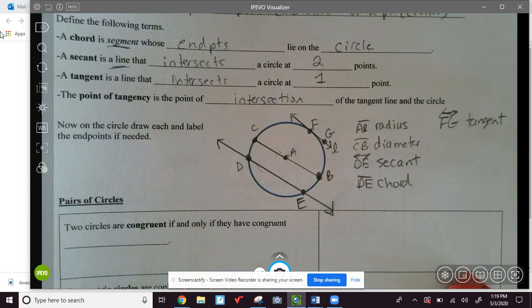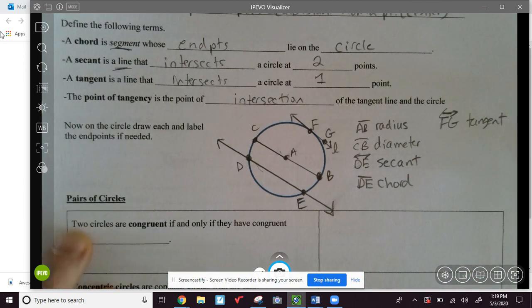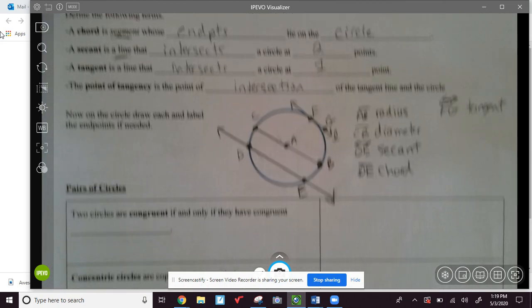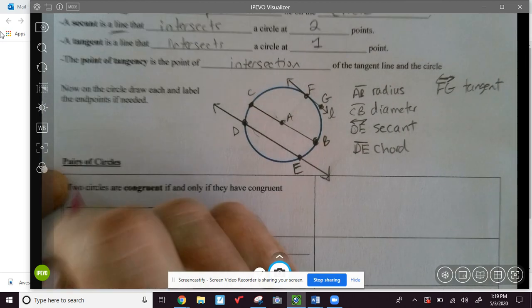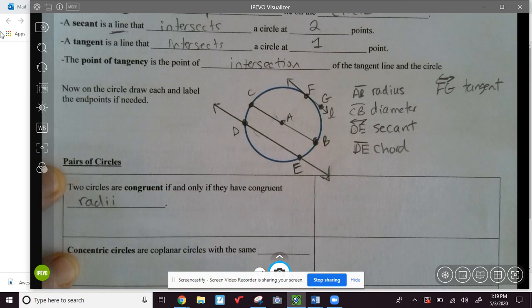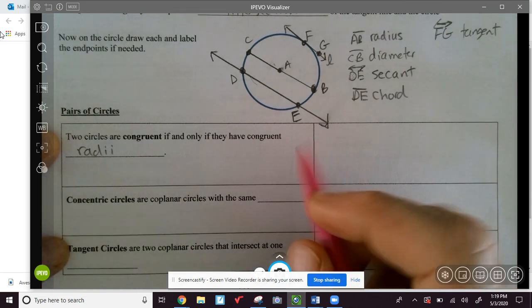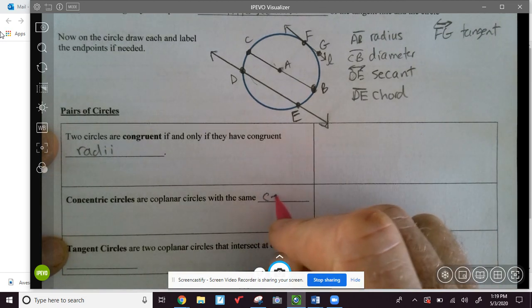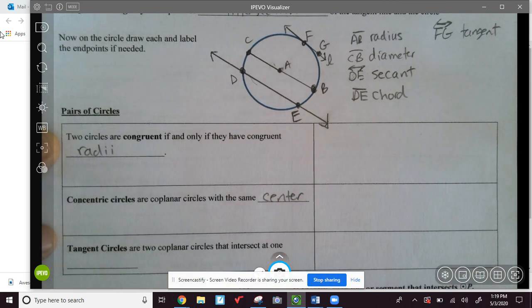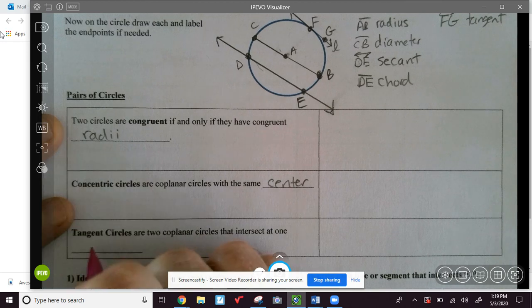All right, so there's your definitions and things you need to know. Pairs of circles. Two circles are congruent if and only if they have congruent radii. You could put diameters as well. All right. Concentric circles are coplanar circles with the same center. And tangent circles are two coplanar circles that intersect at one point.